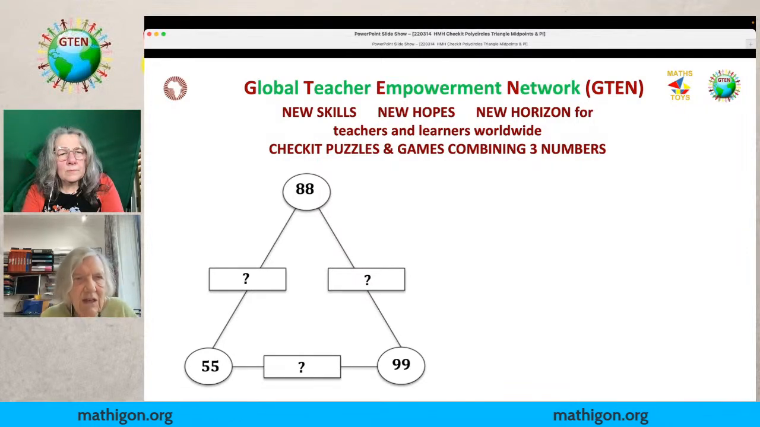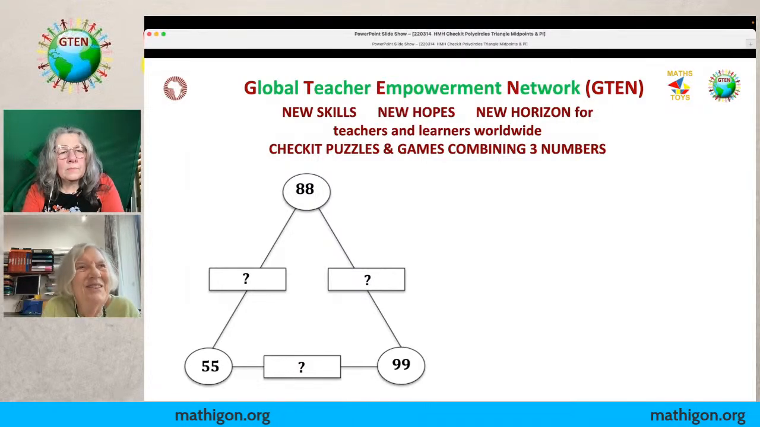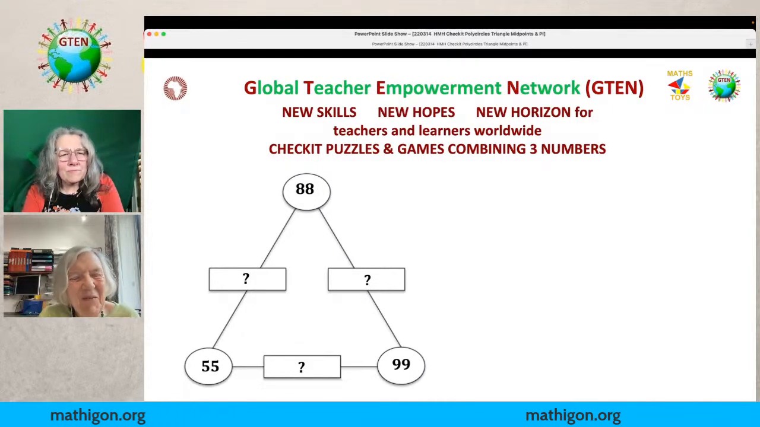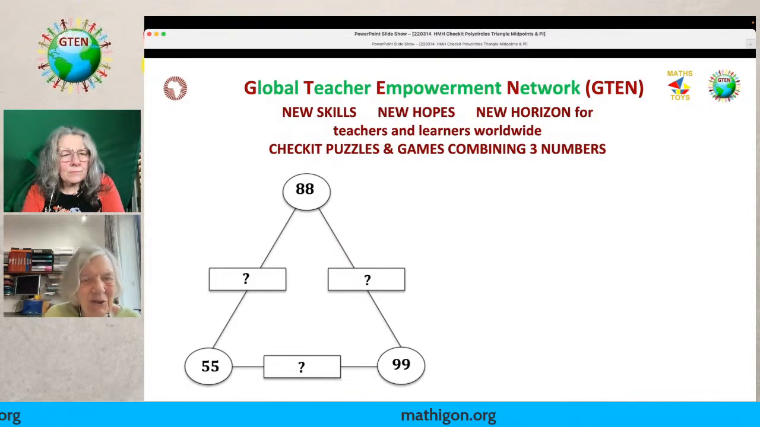Here is another version of this game, and I think you might like to do a little bit of mental arithmetic. What should replace the question marks there?